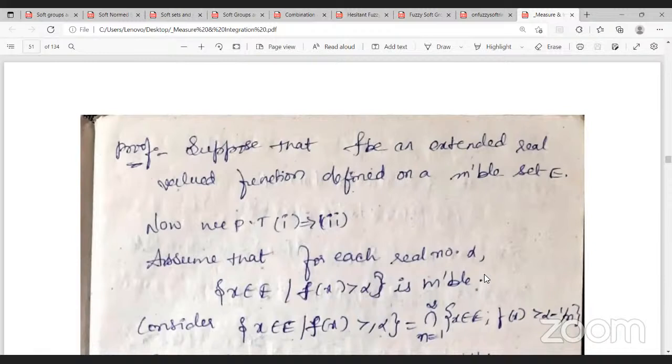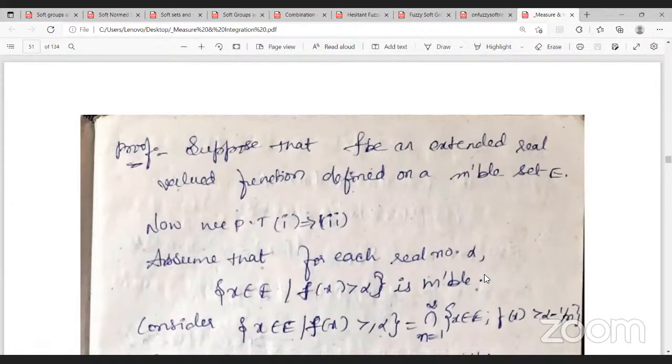Generally, the definition of a measurable function is: any function f on a set such that the set where f of x is greater than alpha is a measurable set, then that function is called a measurable function on that set. Now we prove a, b, c, d here.